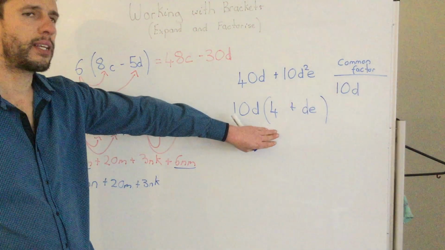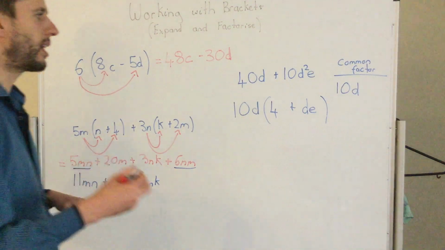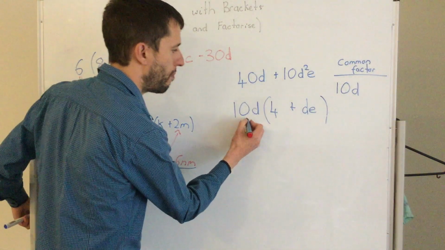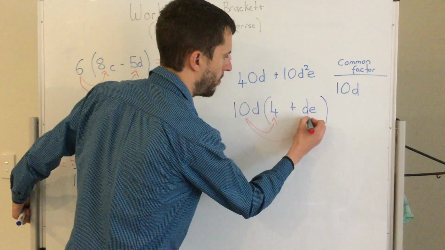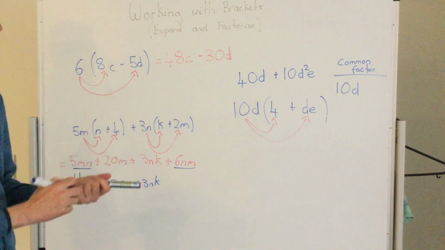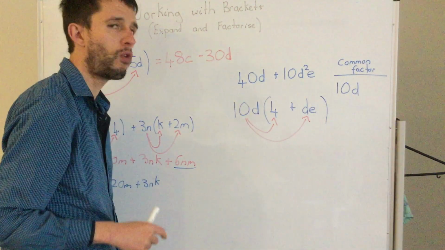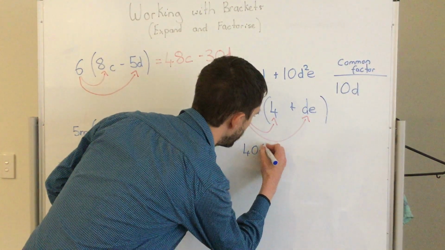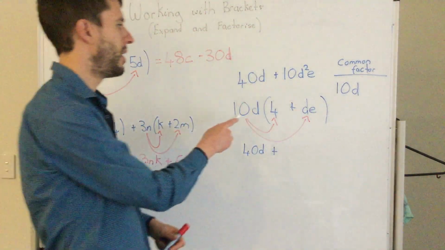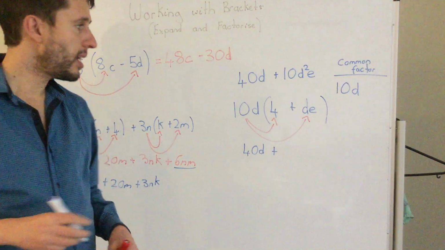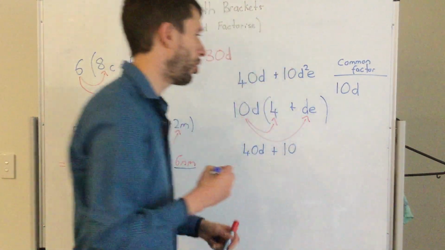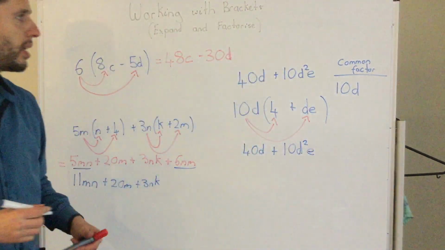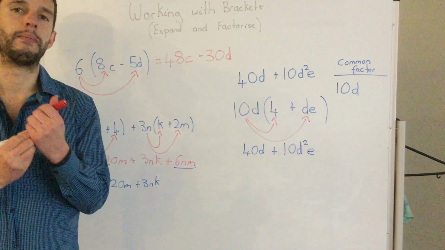Let's double check this answer based on what we've been doing with expanding. Remember with expanding, the outside number next to the bracket multiplies by everything inside the bracket. It's always good to double check our answers. 10d times 4, so 10 times 4 equals 40, so 40d plus 10d times de, so that's 10, 2 lots of d, which is d squared, and e. And we get back to exactly the same answer.